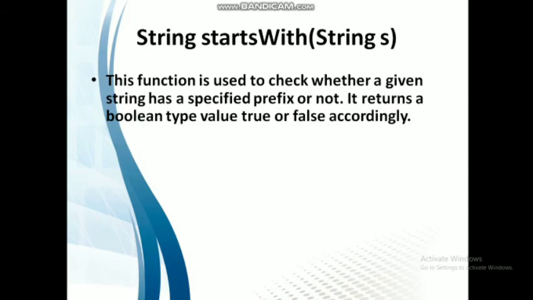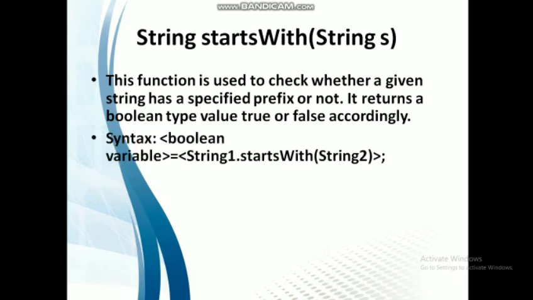Next is string startsWith of string s. This function is used to check whether a given string has a specified prefix or not. It returns a Boolean type value, true or false, accordingly. So endsWith was checking the suffix, that is the ending of the string. So this particular startsWith function checks whether a particular string is starting with the given string, that is the prefix.